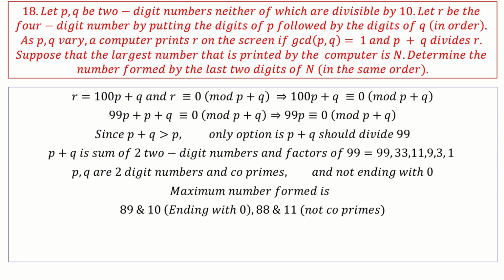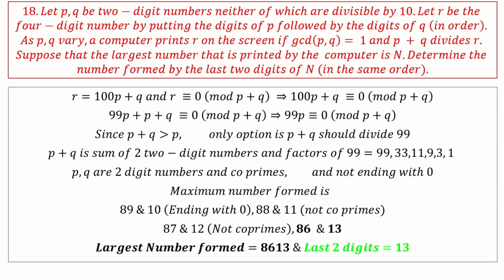Now 88 and 11, they are not co-primes. Basically 88 is divisible by 11, so that's also not possible. 87 and 12, these two are also not co-primes, since 3 divides them. Now 86 and 13: 13 is a prime, so 86 and 13 are co-primes, and both are not divisible by 10. So this is the possible combination of P and Q.